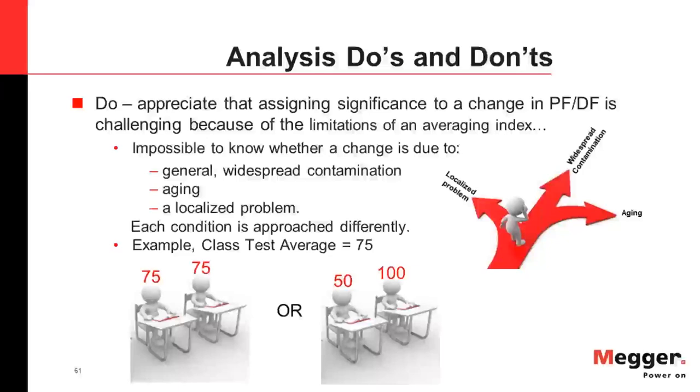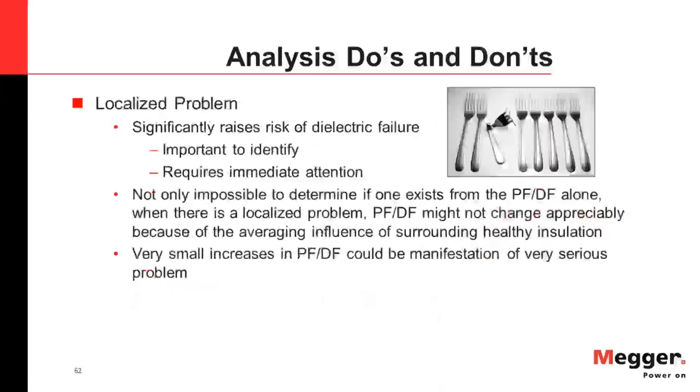But not only is it impossible to determine if a localized problem exists from just the power factor alone, when there is a localized problem, power factor might not change much at all because of the averaging influence of surrounding healthy insulation. So very small increases in power factor could be the manifestation of a very serious problem in your insulation system.